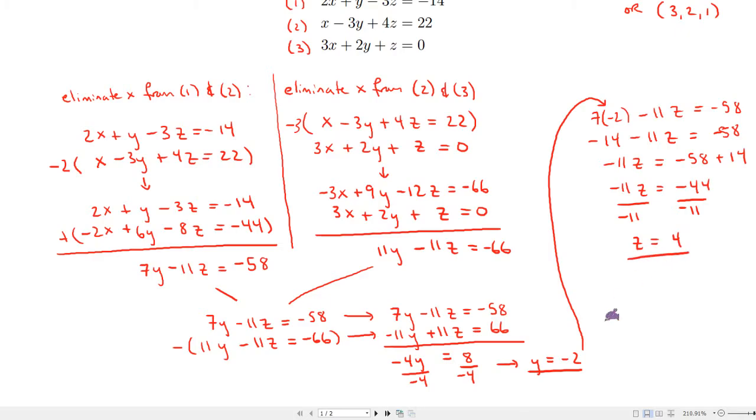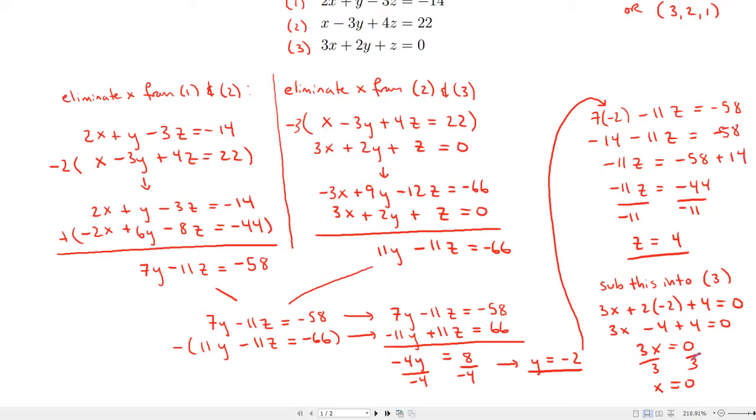And then finally, we'll just substitute these two things into one of the original equations. Doesn't matter which one you pick. Now sub this into 3. And what do we get? We'll have 3x plus 2 times negative 2 plus 4 is equal to 0. So that's 3x minus 4 plus 4 is equal to 0. So that's 3x equals 0. So divide both sides by 3, and we have x is 0.